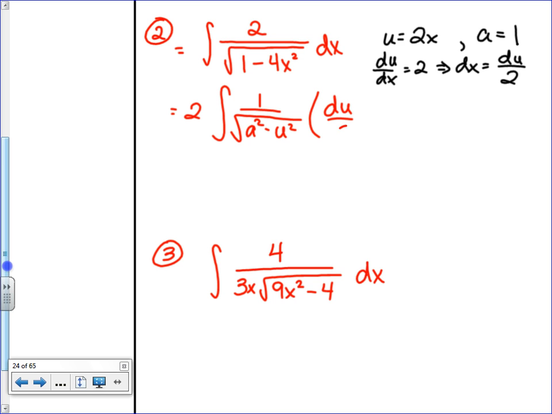Du over 2. What happens to the over 2 and the 2? I could pull out a 1/2. They reduce, right? Right. Equals, how do I write my answer? It's arc sine. So it's sine inverse or arc sine of u, which is 2x, over a, which is just over 1, plus c.